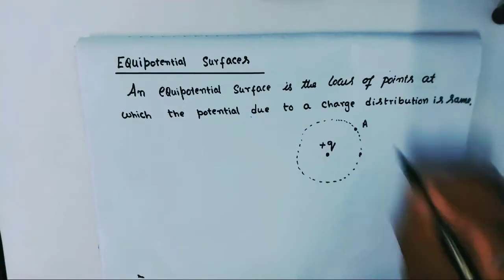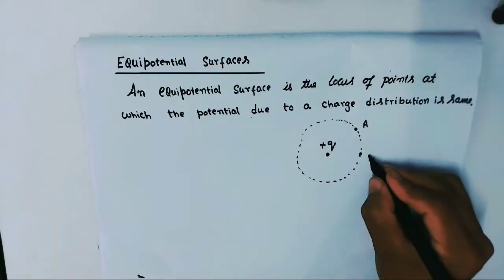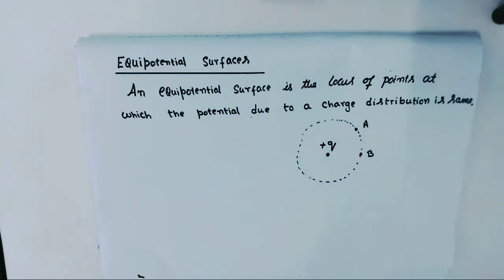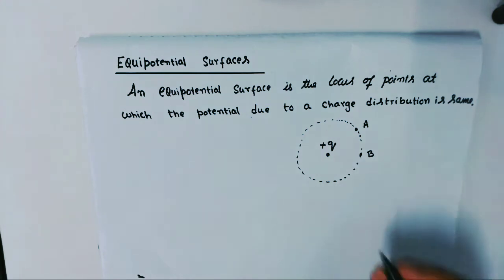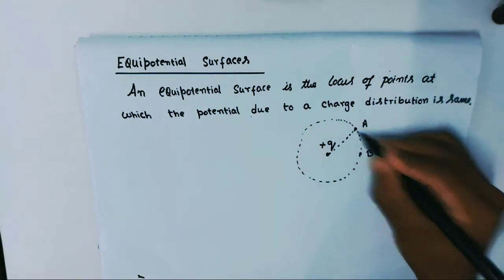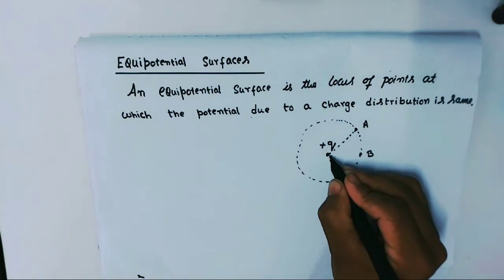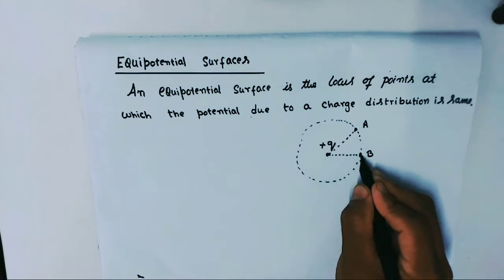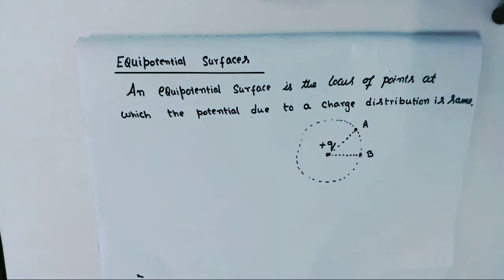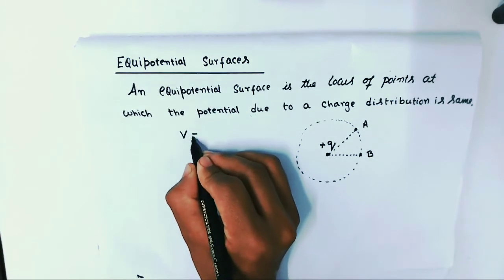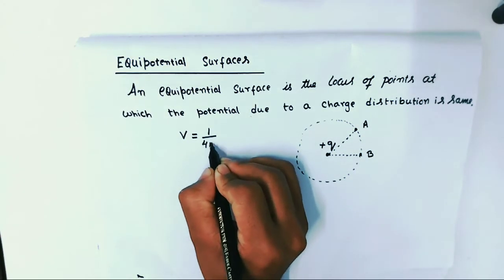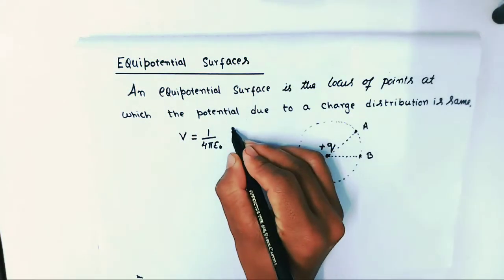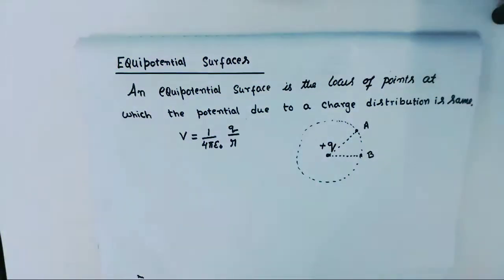Suppose this is a point A and this is a point B. The distance of point A from this plus Q, say it is R, and the distance of point B from this plus Q, it is also R. As we know, potential at any point due to a charge Q is represented by V equal to 1 by 4 pi epsilon naught then Q divided by R.